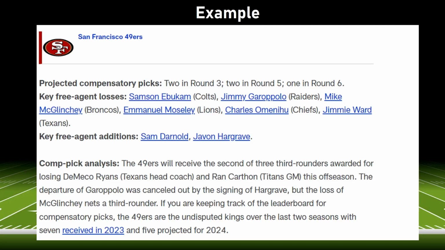But the loss of McGlinchey nets a third-rounder. He's a high value, high demand free agent. So Mike McGlinchey going to the Broncos nets them a third-round comp pick. If you're keeping track of the leaderboard for comp picks, 49ers are undisputed kings. Last 2 seasons with 7 received in 2023 and 5 projected in 2024. The Bears are projected at this point to have 0. We haven't lost any high value free agents, and we've brought in more valuable free agents than we've lost.